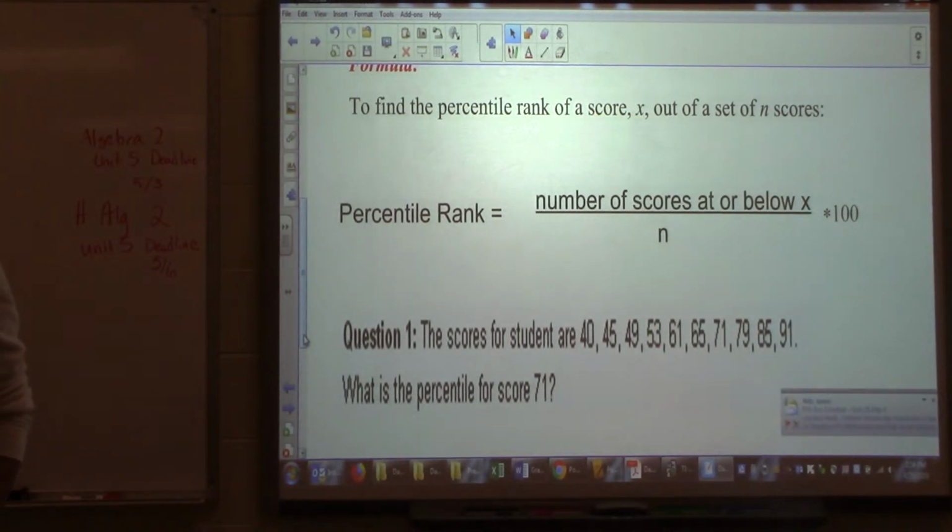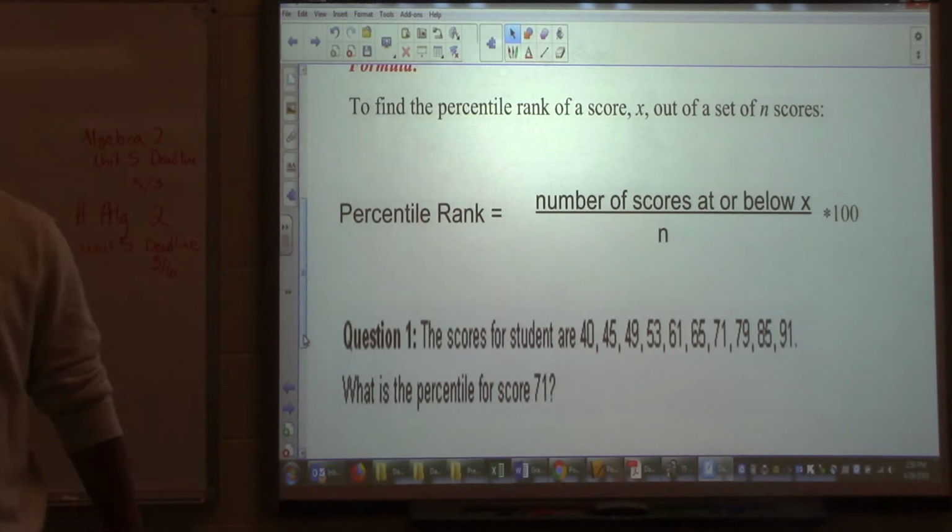The percentile should never be above 100. It should never be above 100. It can get all the way down to 0 if you're the last person, right? So if you're really not good, no.